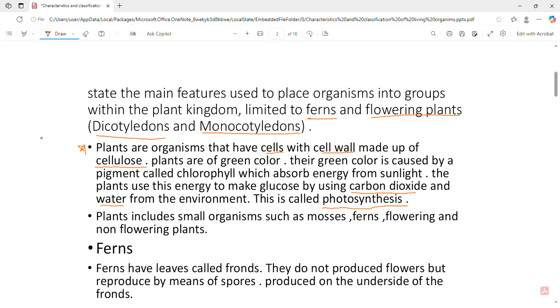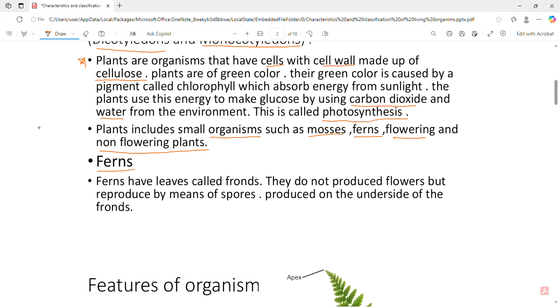Plants include small organisms such as mosses, ferns, flowering and non-flowering plants. So first of all, we discuss ferns. Ferns are very beautiful plants. They have leaves called fronds. Their leaves are needle shaped, so that's why they are called fronds. They do not produce flowers but reproduce by means of spores, which are produced on the underside of the fronds.